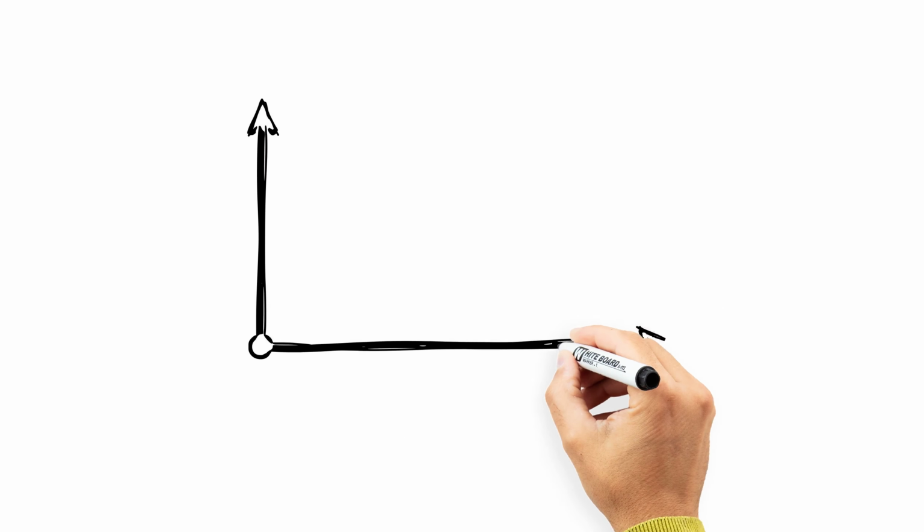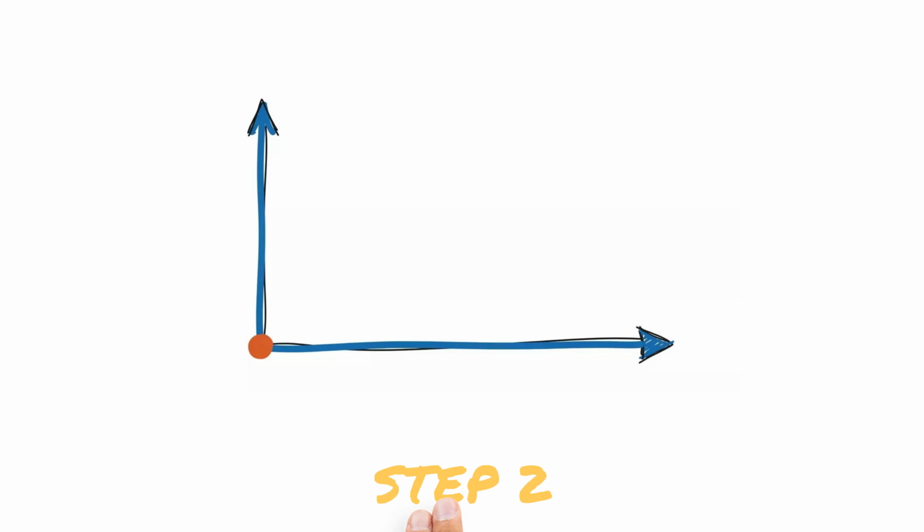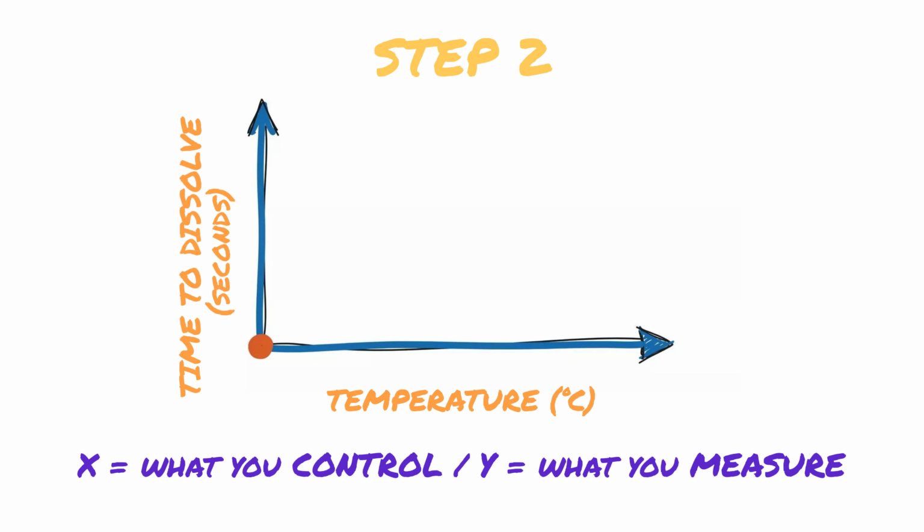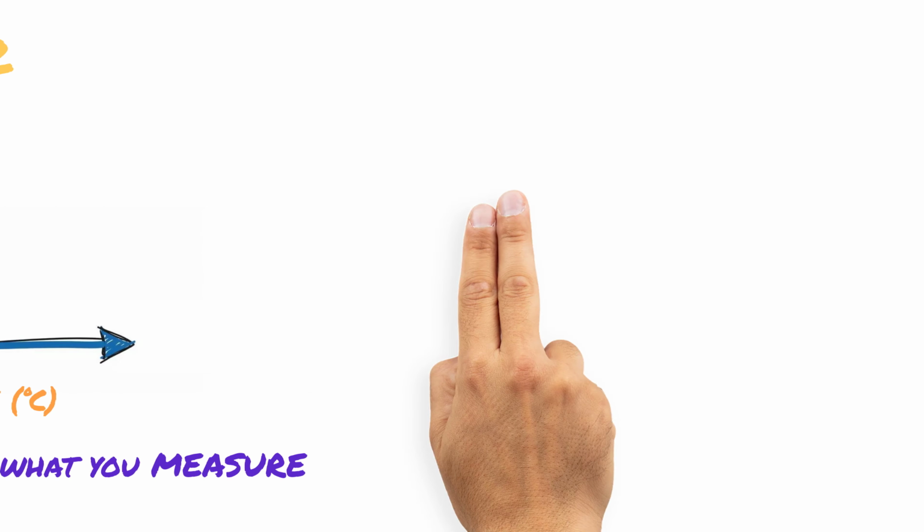Step 2. Label both axes. X-axis, temperature in degrees C, what you control. Y-axis, time to dissolve in seconds, what you measure. Always include the unit in brackets.